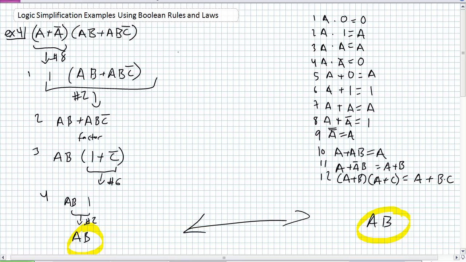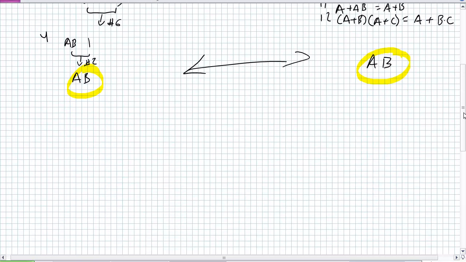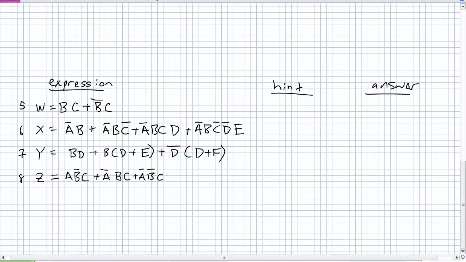As a parting gift, though, I'm going to give you guys some things to work on. Here are 4 expressions using just the Boolean rules and laws. We should be able to go ahead and come up with the answer for these. Okay, so expression 5, W is equal to B and C, or not B and C. Just read through these. I'm not going to read them out for you. Try to do it yourself, okay?